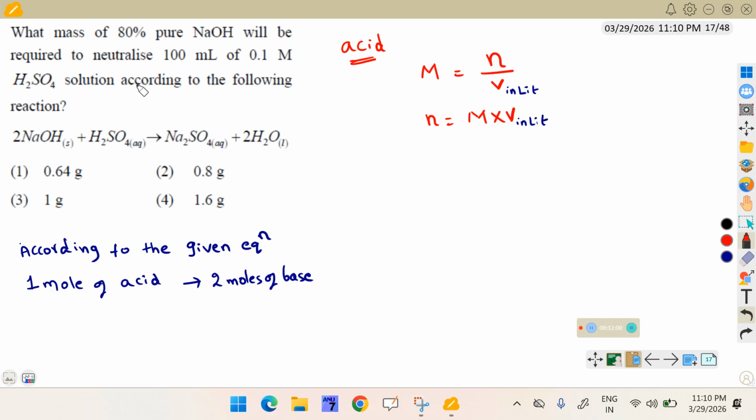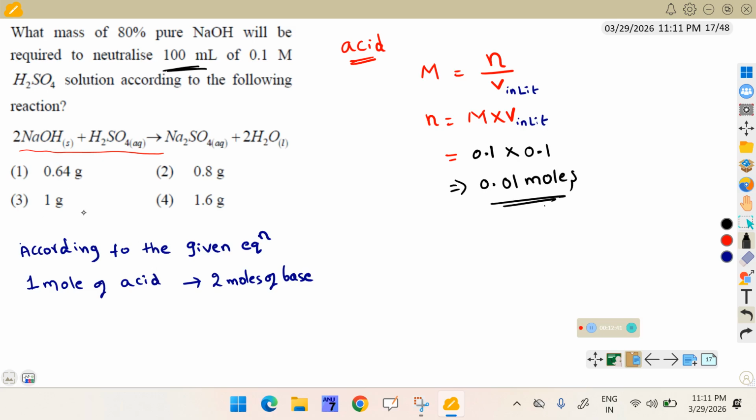What mass of 80% pure NaOH will be required to neutralize 100 ml of 0.1 molar H2SO4 solution according to the following reaction? First, for acid, molarity is given. Molarity formula: number of moles by volume in liters. Now calculate number of moles. Molarity is 0.1 into volume is given 100 ml. 100 ml means 0.1 liter. That is equals to 0.01 moles.